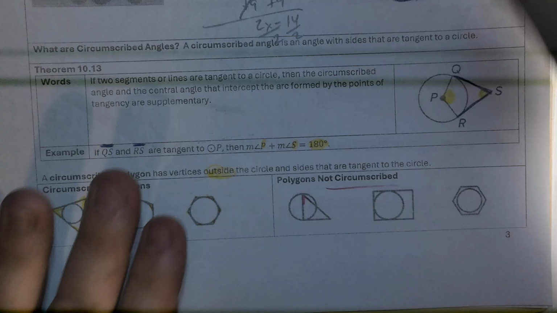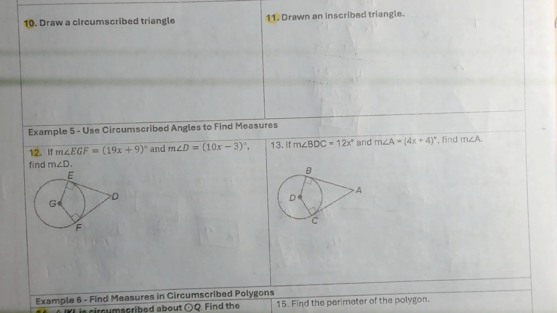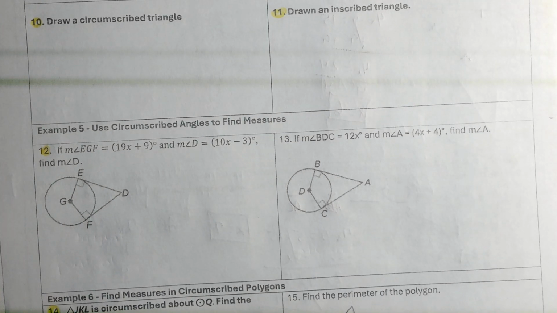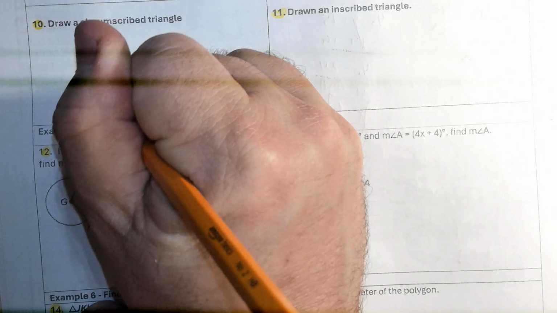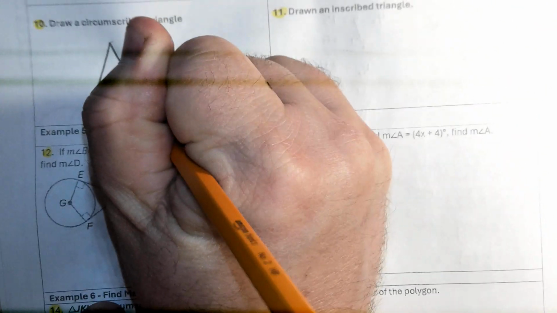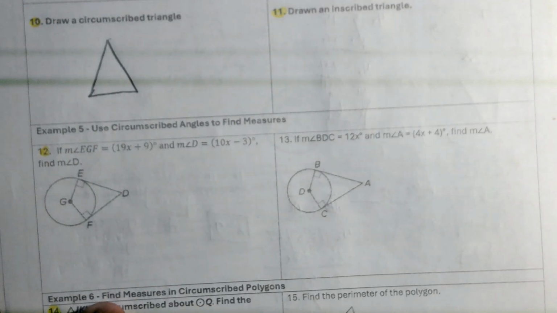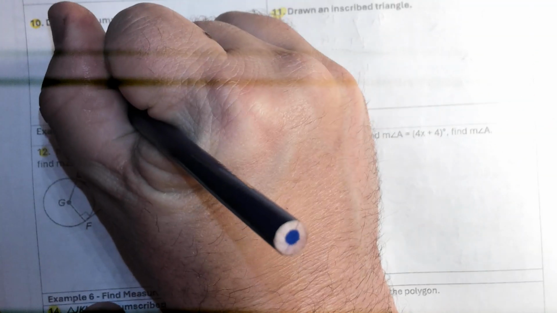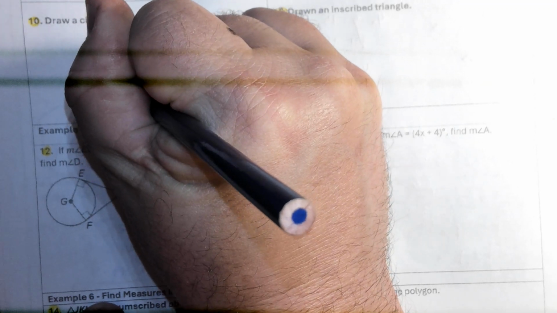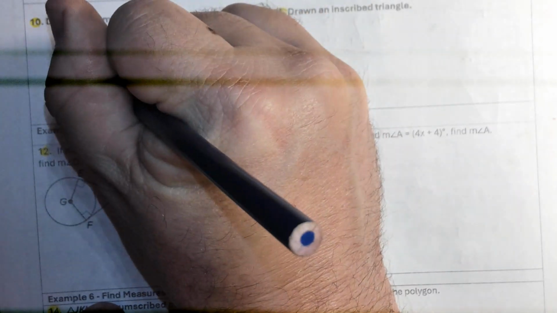All right, let's flip over. Page 4. All right, so draw a circumscribed triangle. So in order to do that, we're going to first draw a triangle. Okay, not perfect, I know. And then see how my circle is touching here, here, and here.